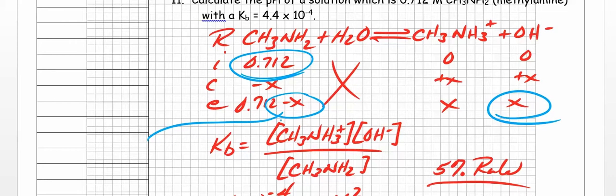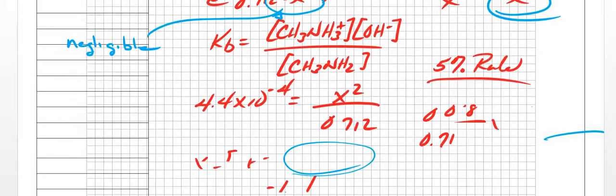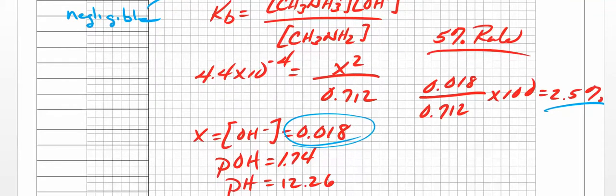We're going to say that this amount, that X right there, is negligible. Okay? Negligible. That means there's not enough to make any difference. But I still have to justify it using the 5% rule. I have to actually show my math to show on the AP exam that it is negligible, right? Using the 5% rule.